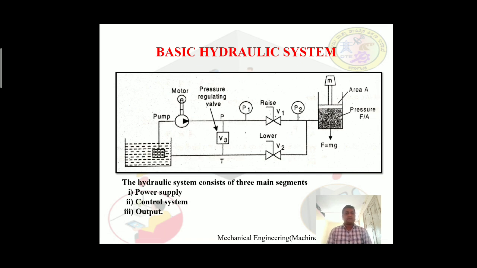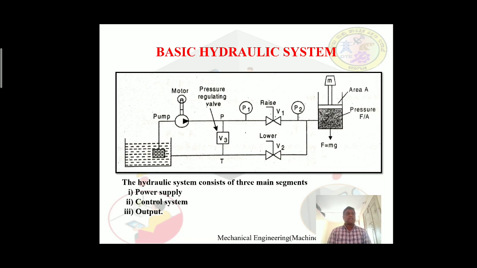The output unit of a hydraulic system consists of an actuator and a load. The function of the actuator is to convert the fluid power into mechanical power, which in turn is used to move a load or to perform some mechanical action or operation, depending upon the end user requirement.